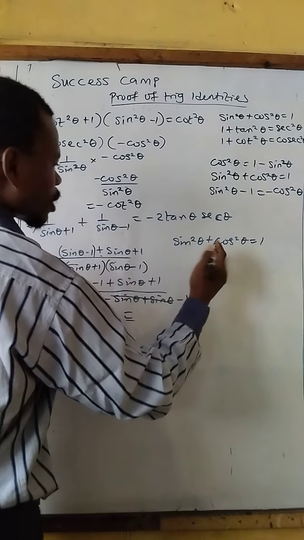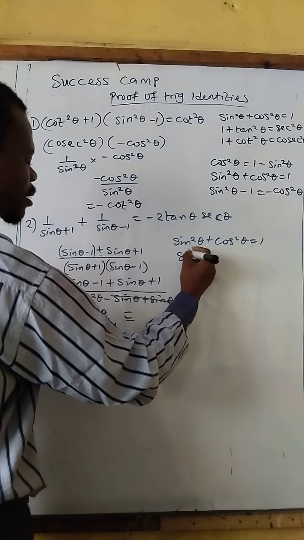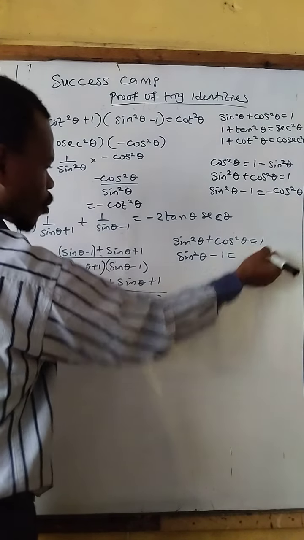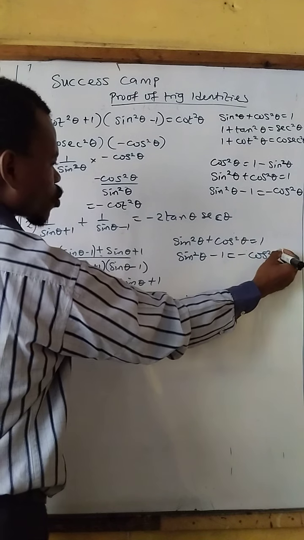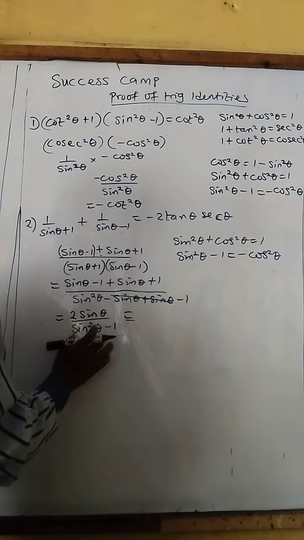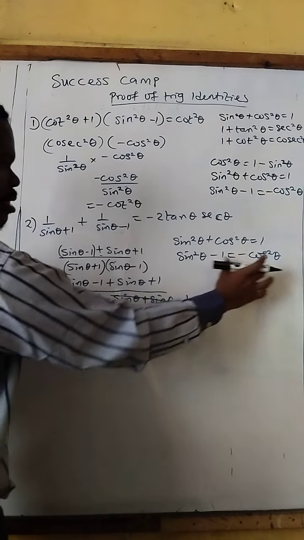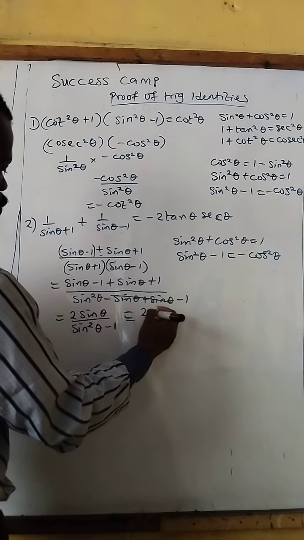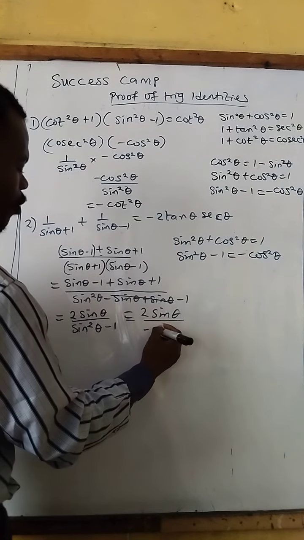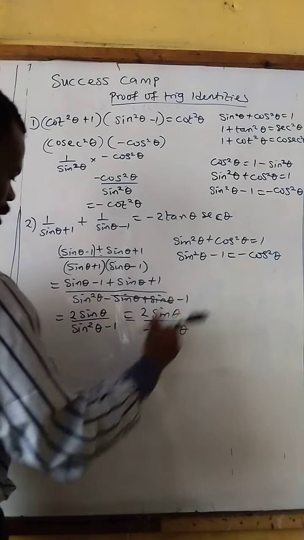If I don't want to write it this way, that means my sine squared theta minus 1, the 1 will go here, and that will be minus cos squared theta. So the whole of this, sine squared theta minus 1, equals minus of this. So 2 over sine theta over minus cos squared theta.